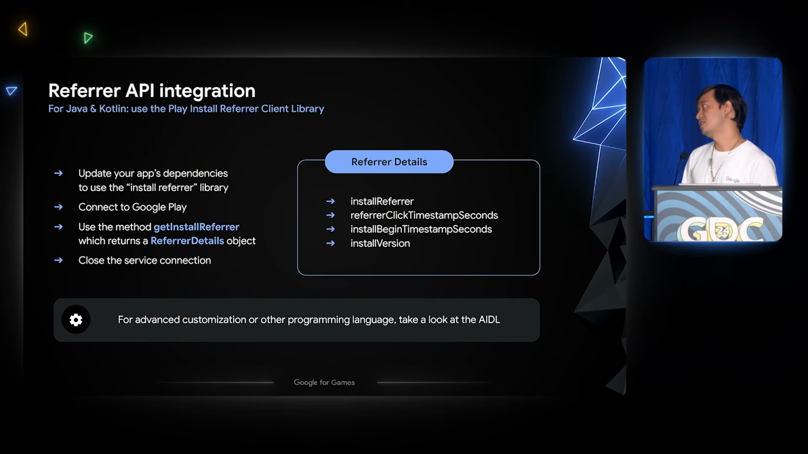For advanced customization, or if you are not using Kotlin or Java, you should take a look at AIDL, the Android Interface Definition Language, to integrate the library as a second method. So now that we have our client ready to retrieve the information, I'll get back to Justin to show you how we can set up the last step of the process.